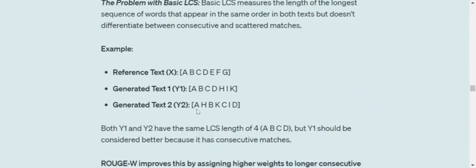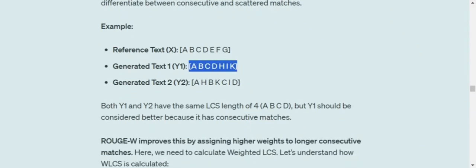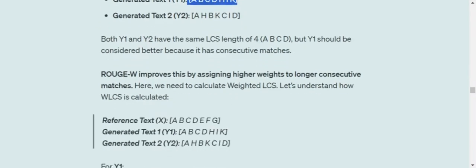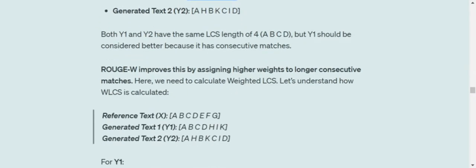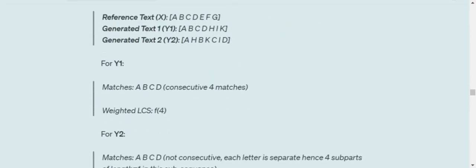But if you look into the generated result, I think Y1 is better because the consecutiveness is better. It has more consecutive matches. So ROUGE-W improves this by assigning higher weights to longer consecutive matches. So any overlap that we get in the generated text which has a longer consecutive match in the longest common subsequence is given higher weightage.